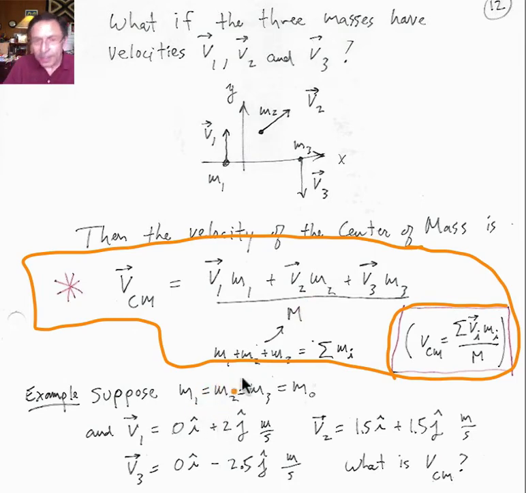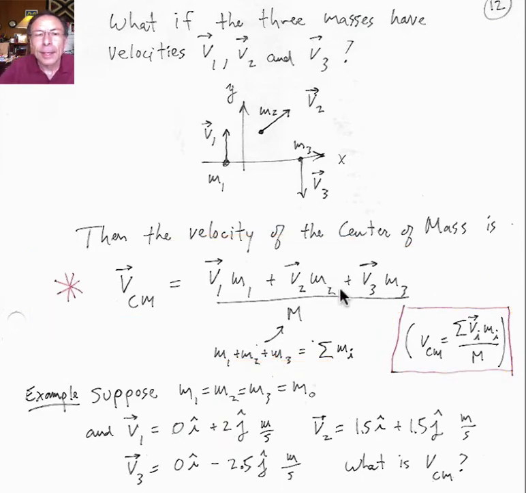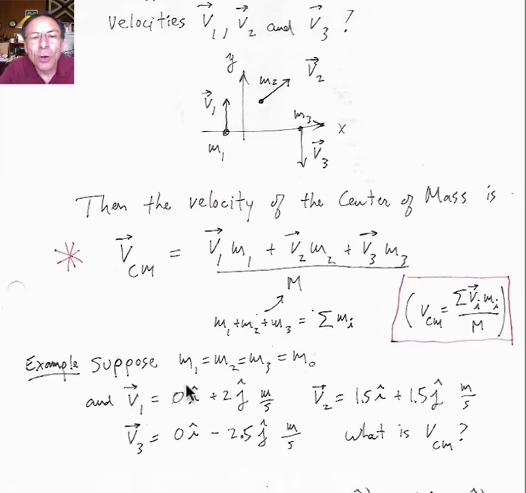So I've got a little example here, and I made my example match my drawing. Let's say velocity 1 is 0 in the x direction, it's not going in the x direction, and it's going 2 meters per second in the y direction. Let's say particle 2 is going at 45 degrees, 1.5 meters per second i, 1.5 meters per second j. And let's say this is the velocity in the negative y direction of particle 3.